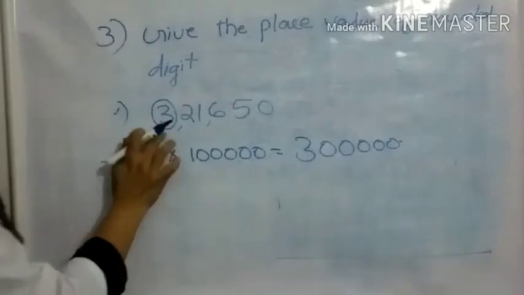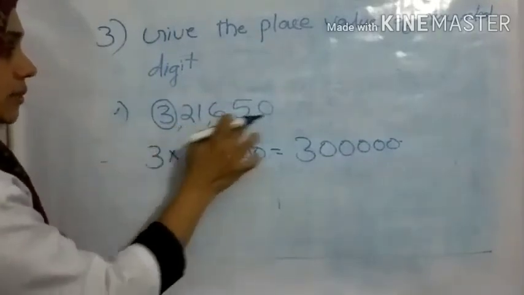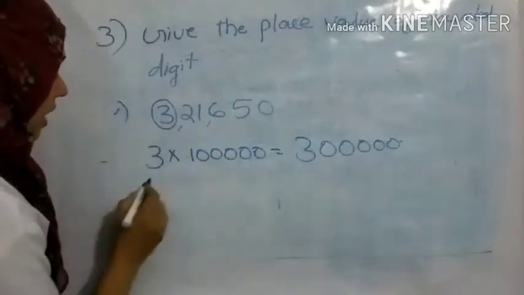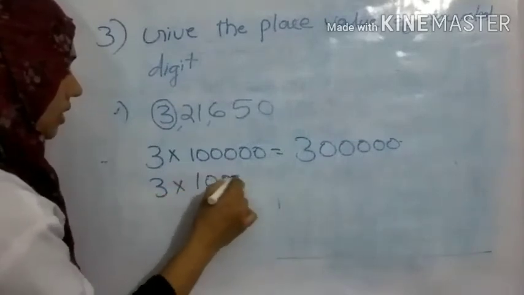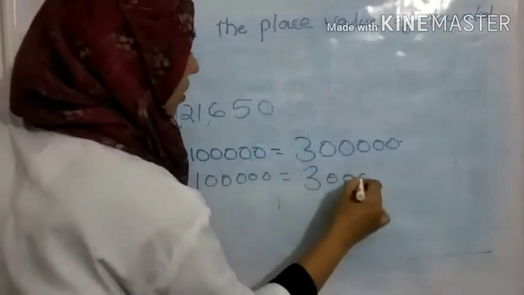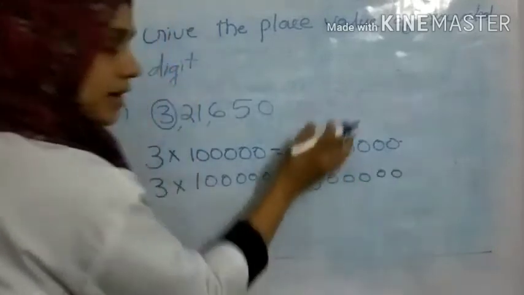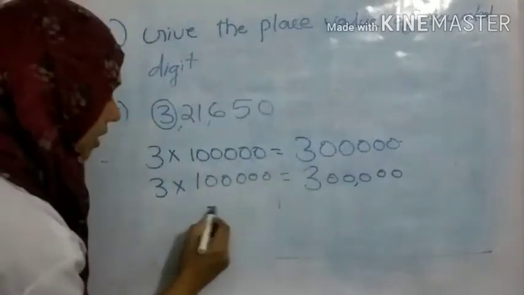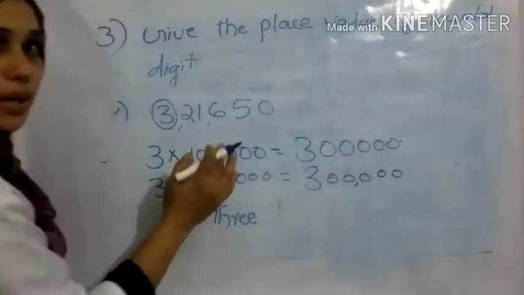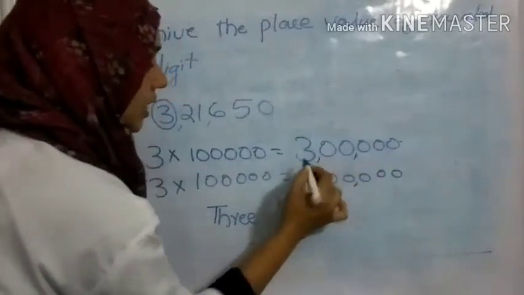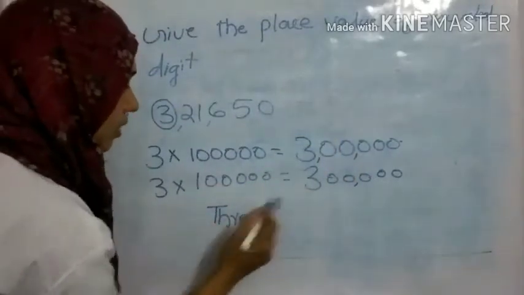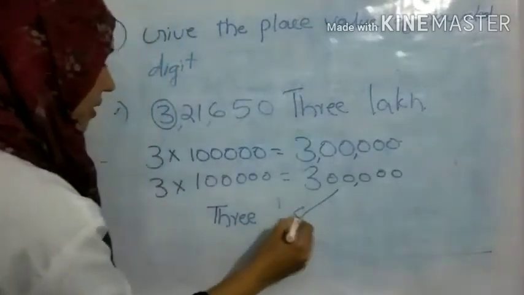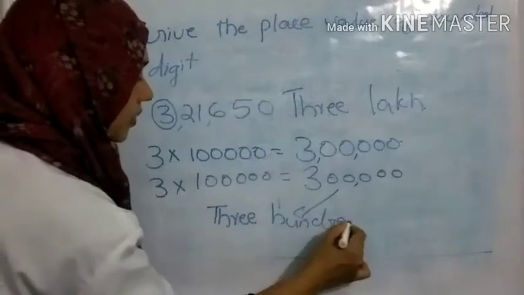In international system, it is in 100 thousands place. International system: ones, tens, hundreds, thousand, 10,000 and 100,000. Then what can we do? 3 into 100,000. That also 3 lakh or 300,000. 3 lakh we can say in Indian system, but in international system we can say 300,000. What is the number name? Place value is 3, but we can separate like this in Indian and international system by using comma, and number name of this number in Indian system is 3 lakh. In international system, it is 300,000. Okay.